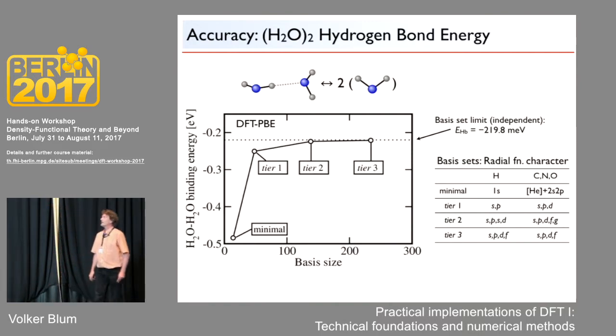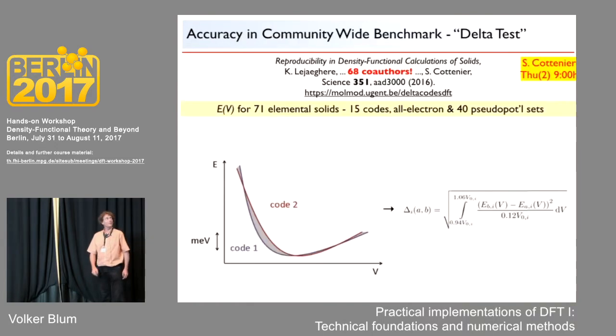Thankfully, last year, a Science paper appeared by Stefaan Cottenier, who's also going to speak here next week, led by Kurt Lejaeghere, but also 68 co-authors, that I think for the first time really got together a large part of the condensed matter electronic structure community to compare the results of the different codes quantitatively.